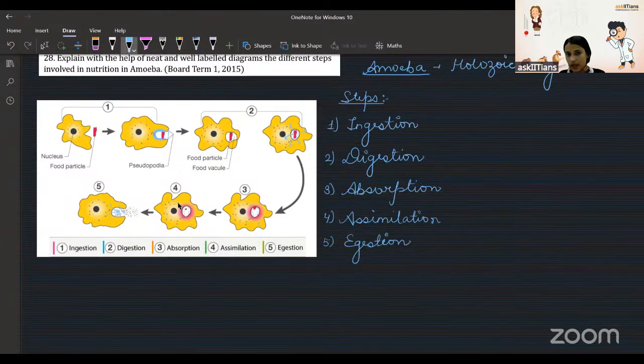So these are the 5 steps. Ingestion: with the help of pseudopodia, amoeba ingests the food, takes the food inside the body, and a food vacuole is formed. During digestion, the lysosome containing digestive enzymes fuses with the food vacuole, and these enzymes help in the breakdown of complex food material into simple nutrients. Then the digested food diffuses out into the cytoplasm in the absorption process. Then amoeba utilizes the absorbed food for different processes. And in egestion, the undigested food that remains in the food vacuole fuses with the plasma membrane, which ruptures and expels all the undigested food outside the body. So these are the 5 steps.